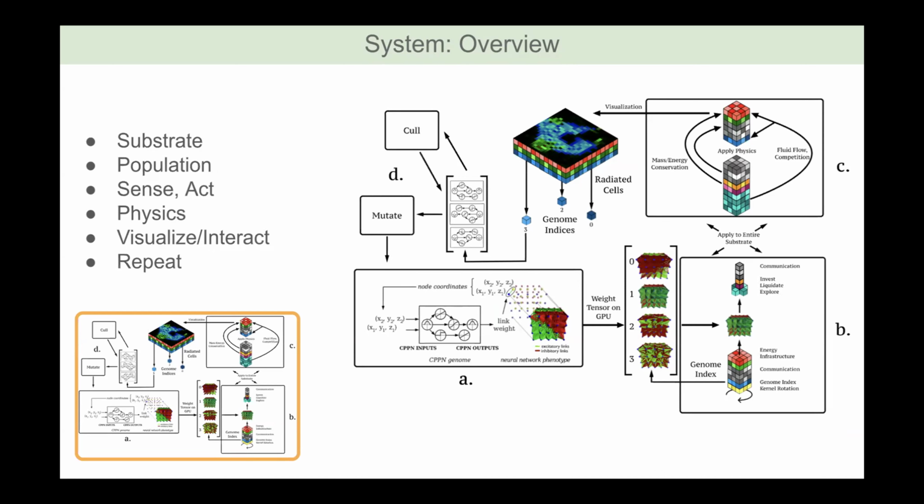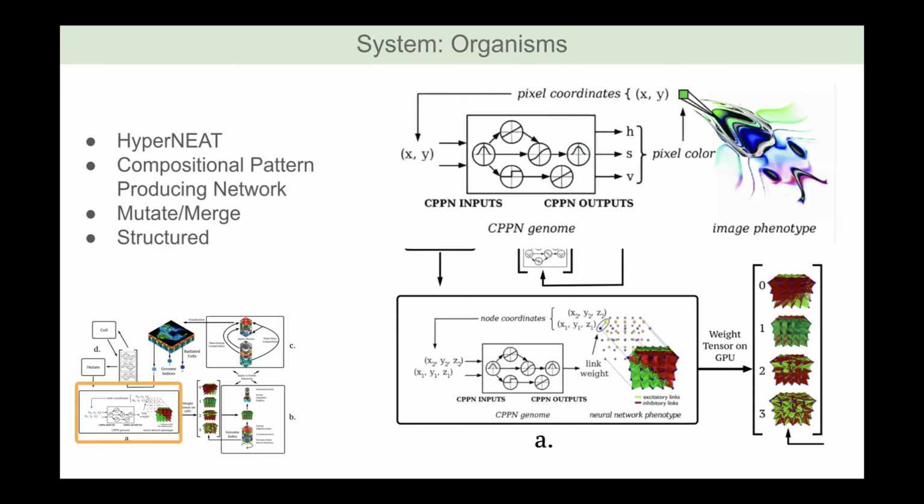And then that substrate also has a population that's beside it. That population is a set of programs that run on that substrate. So each cell has a program assigned to it, you can imagine. Those programs sense and then act on their system, which is then passed through physics to say that's not possible or that has this effect. You visualize it, interact with it, and then you repeat this whole process.